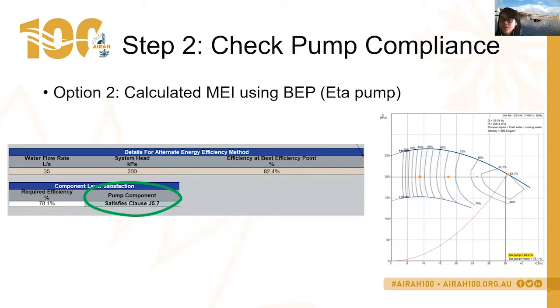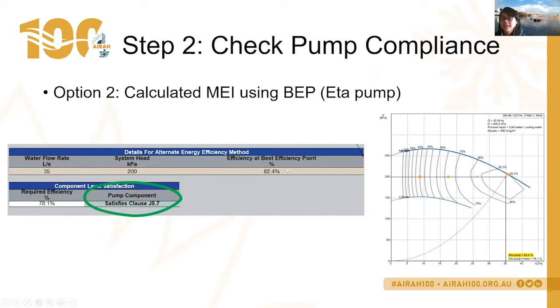So if you were to use the alternative approach, the spreadsheet automatically calculates the MEI for you using the pump best efficiency point. So you can see here that what I've done is we take the water flow rate, which is 35 liters per second. We have the system head, which is 200 kPa. And then the BEP of the pump is taken from the pump curve, which is 82.4%.